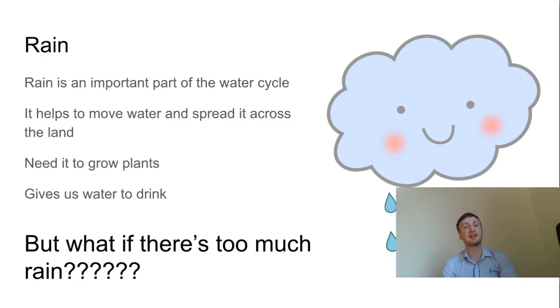So rain is important because it helps to move water and spread it across the land. So we've got water evaporating from the ocean, forming clouds, and this rain is spreading it across the land. And we need the rain because it helps our plants to grow and it gives us water to drink. But what if there's too much rain?